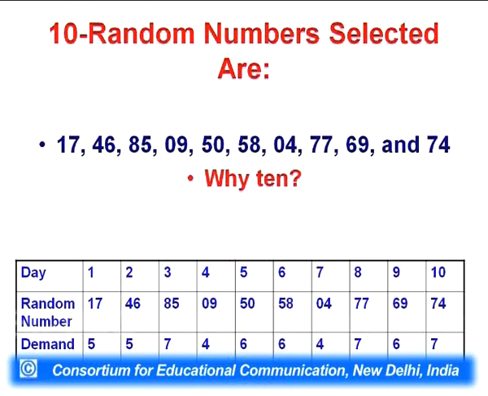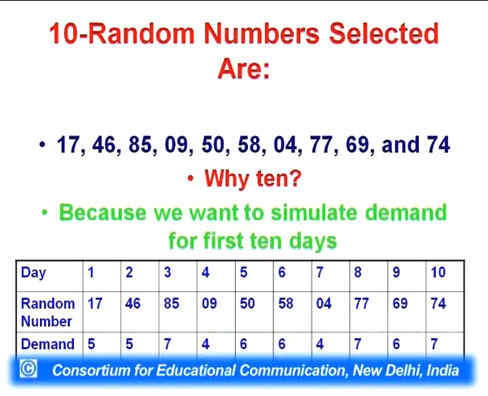Again, I have put a question. Why 10? I have already explained clearly. 10 random numbers are taken because we are to generate demand for the next 10 days only. We want to simulate demand for the first 10 days of the next month. We'll see one more example.